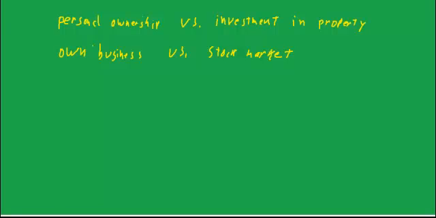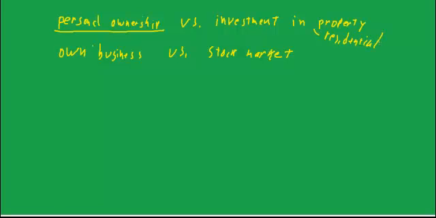One I call personal ownership, that's where you own your own home. And the other is investment in property, and what I mean by that is that you invest in property where you don't live. You could be a landlord, you could invest in some kind of limited partnership or real estate investment trust. You could build apartment buildings, but I think I'll focus on residential property.